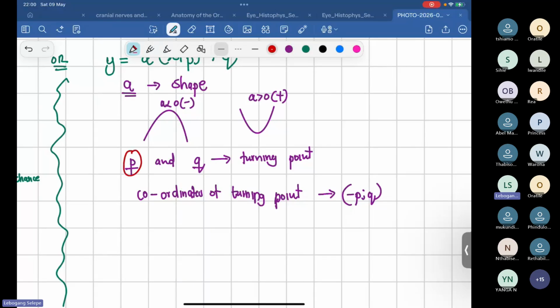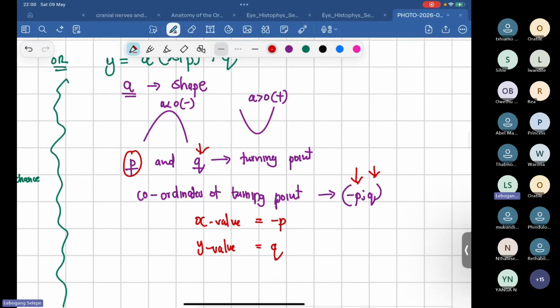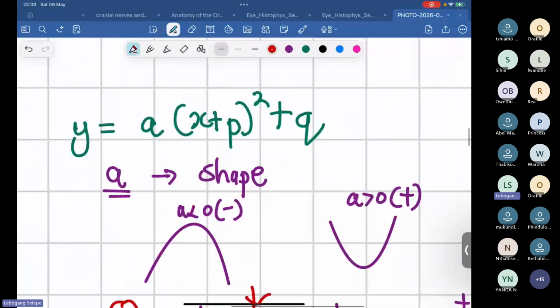sign of P to find the X value of the turning point, and then you write Q as it is, which is going to be the Y value of the turning point. So we're saying the X value is negative P, the Y value is Q. So that's how you would determine the coordinates of the turning point if you're given the equation in this manner.